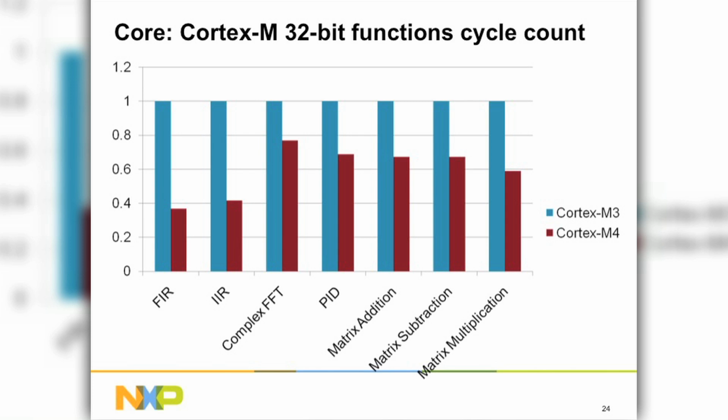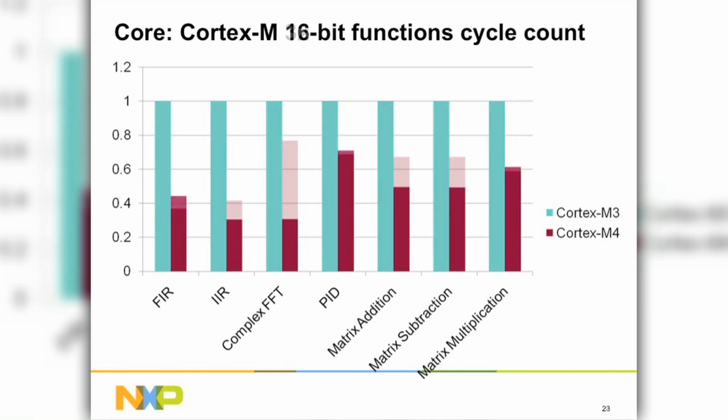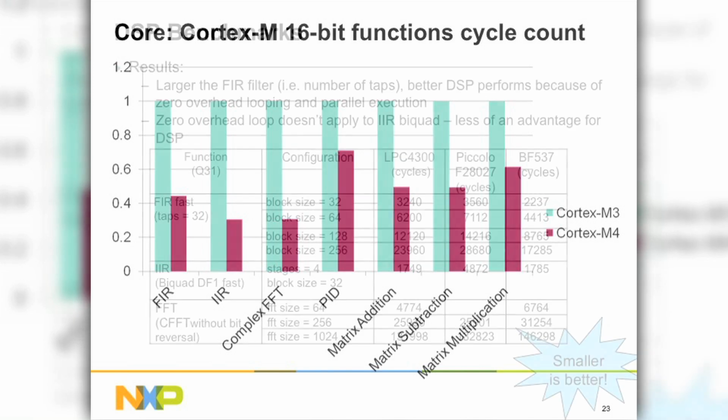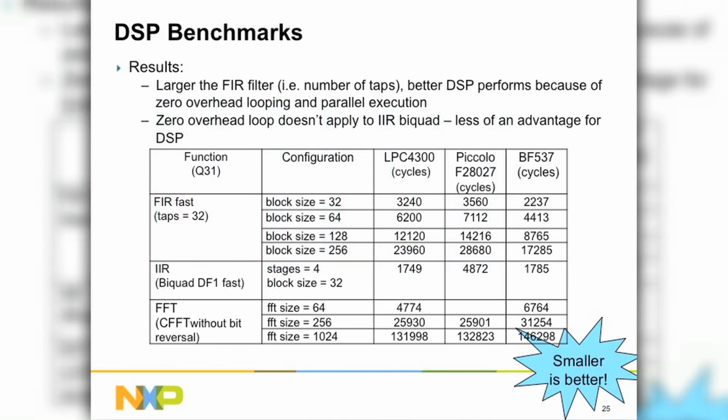And you can see for your traditional FIR, IIR, FFTs that the M4 is much better. That single cycle multiply versus the 3 to 7 of the M3 does make a difference. 16-bit functions, 32-bit functions, again, quite a bit of difference with that single cycle multiply. So that's comparing M3 to M4.